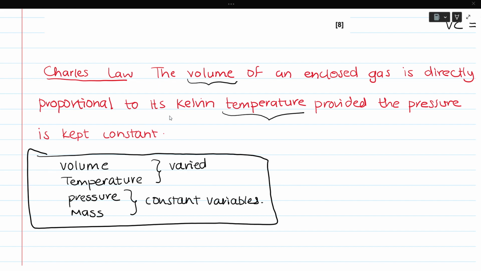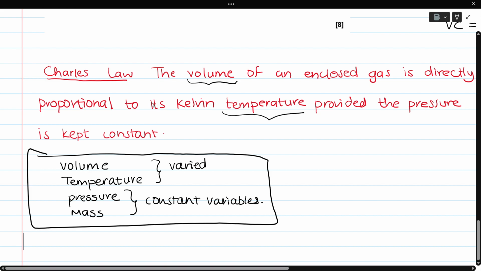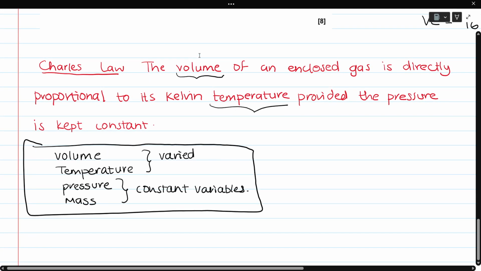But yeah, why I was quiet for so long was I thought you guys were taking down this law. But it's fine because the video also will be posted. But again, this is Charles' law. Two important things are volume and temperature. You can see I wrote down a little summary at the bottom here. Volume and temperature are now being varied, and pressure and mass are your constant variables.